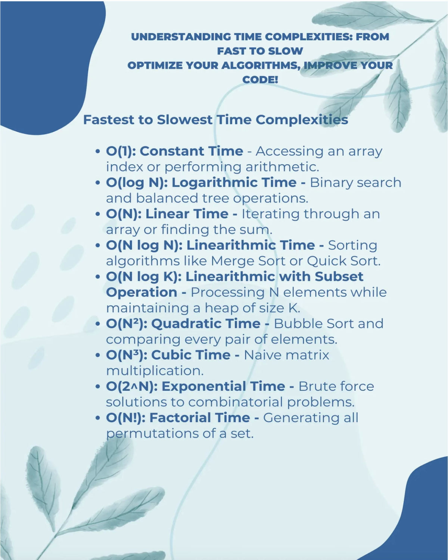To summarize, O(1) is the fastest and most efficient, while O(n!) and O(2^n) are the slowest and rarely practical. By understanding these complexities, you can choose the right algorithm for your problem and design solutions that scale effectively.